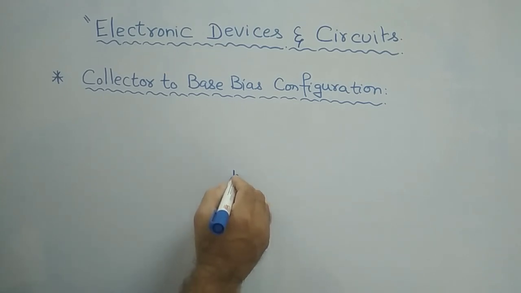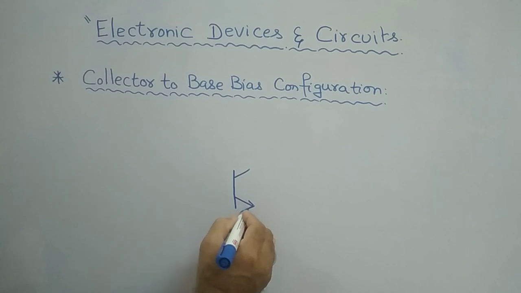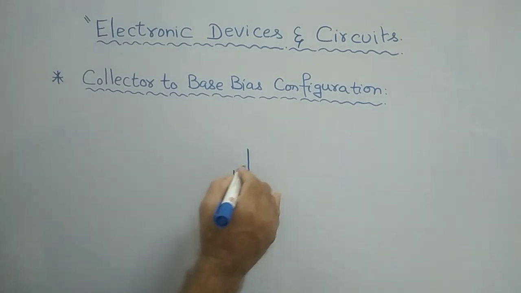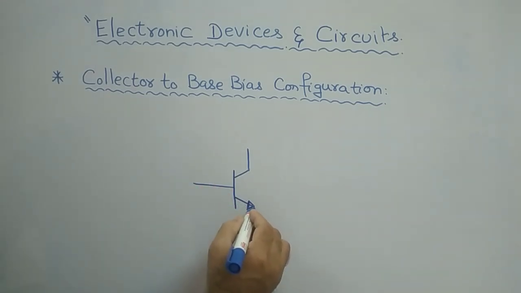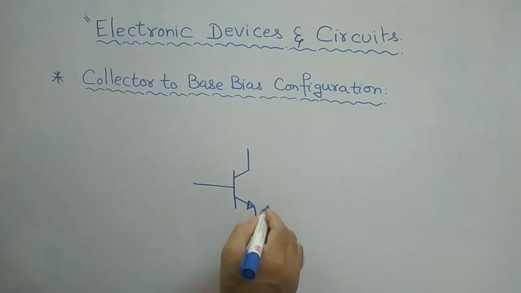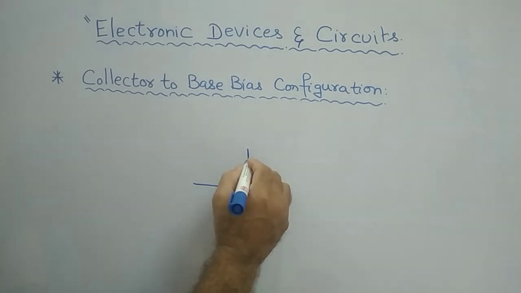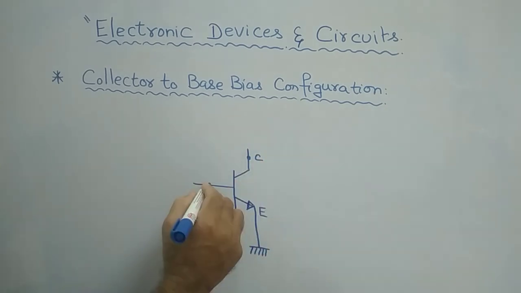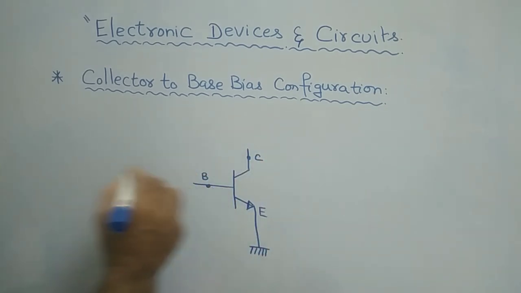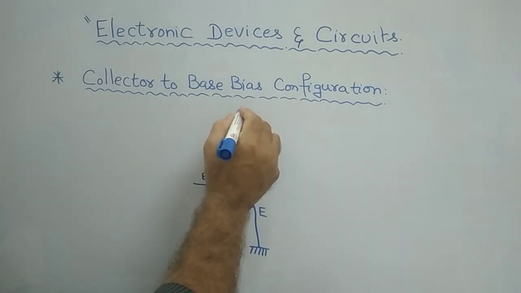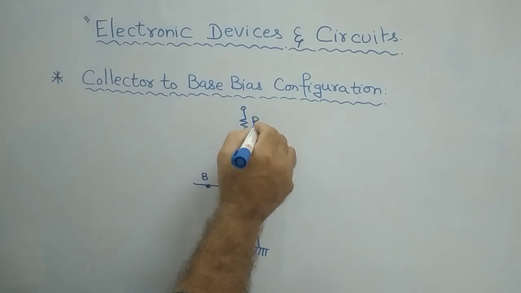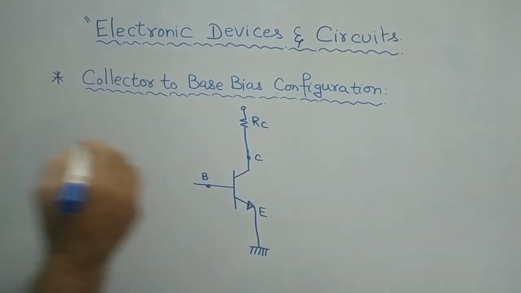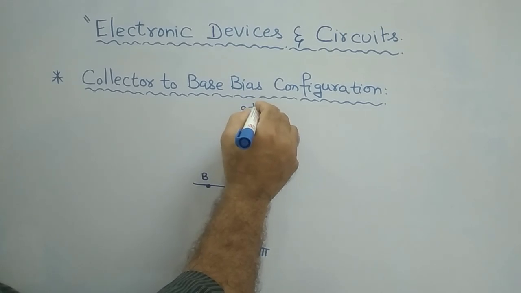In fact, I will draw the circuit for you. This is simple, using an NPN transistor. Same as in the fixed bias, the emitter terminal is kept at zero potential. This is your emitter, this is your collector and this is the base. We already know that. For this collector we connect the collector resistor RC. This is the resistor RC. And this is your plus VCC.